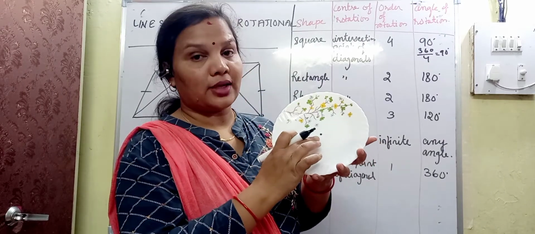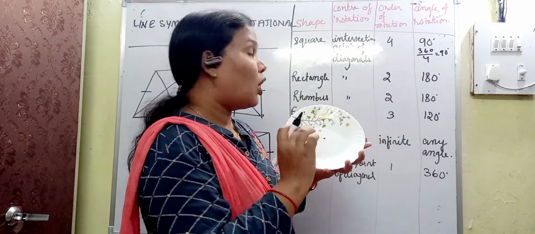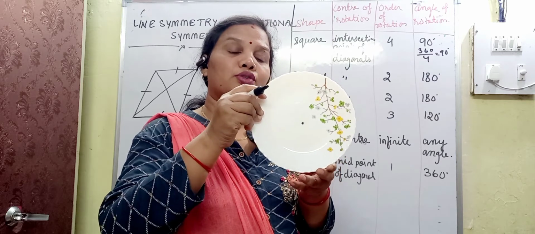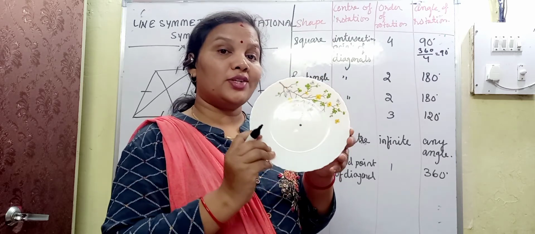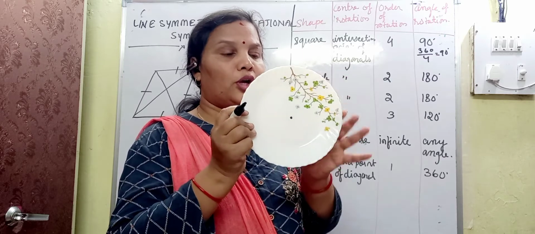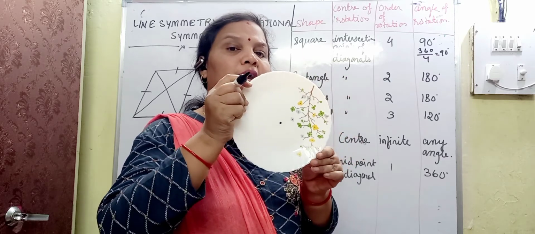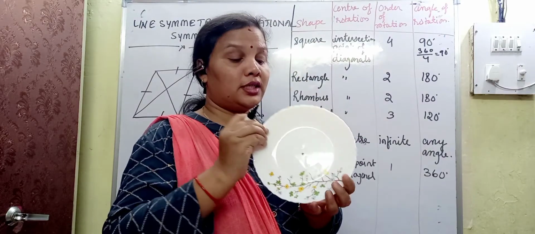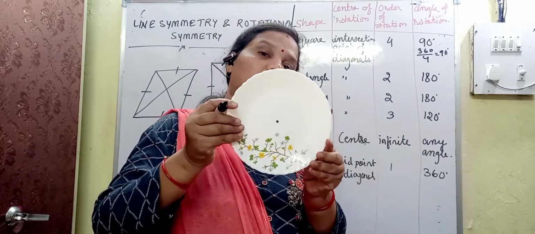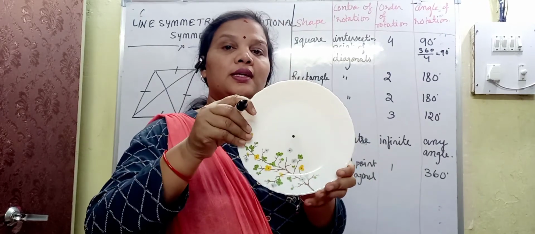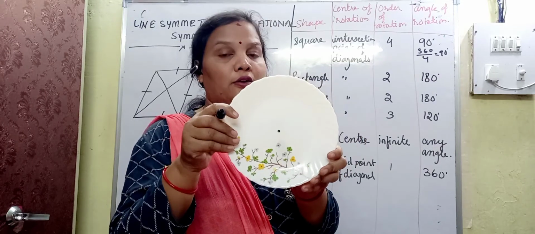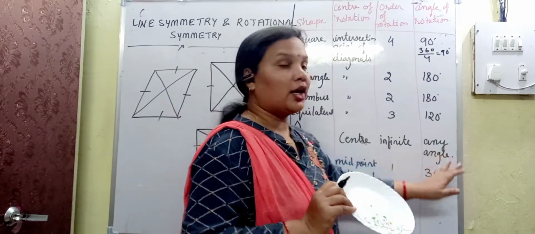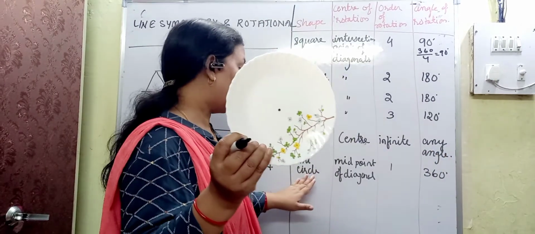So this center is actually the center of rotation, and for the order of rotation, you can rotate it by any angle. Every time you are going to get the same figure. So here the order of rotation is infinite because there are so many points, and if you rotate it like this, every time you get the same figure, right? The angle of rotation is any angle. So it means the angle of rotation for this circle is any angle.